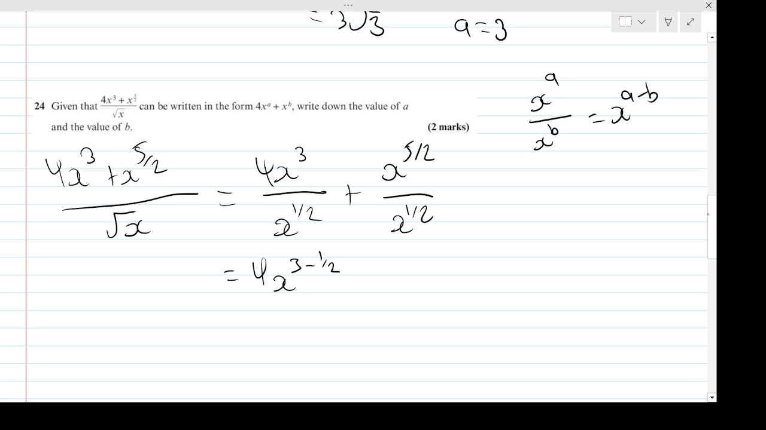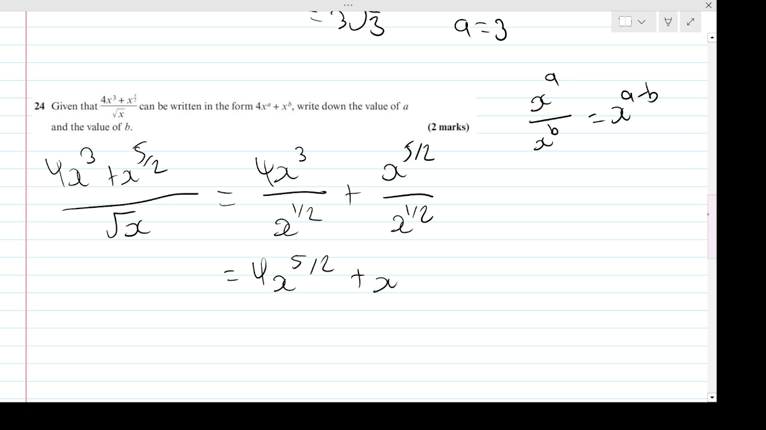No, 5 over 2. 5 over 2. Yeah, 3 over 2 is 6 over 2, so then 6 minus 1 is 5 over 2. Okay, cool. And then for the next bit, again, I'm going to do the exact same procedure.